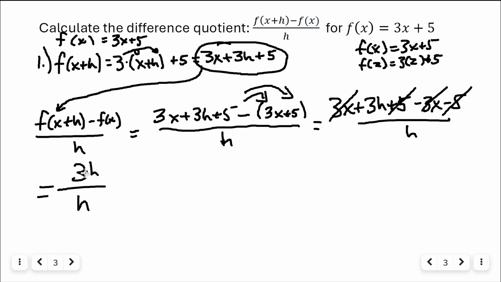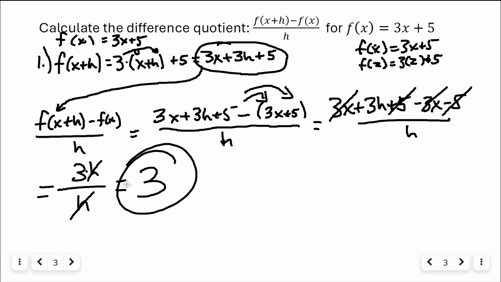So now the 3 and the h are multiplied on the top, and there's just an h on the bottom, so these h's would cancel. That's it. That's the goal. That's what you want to do. So the answer is 3.